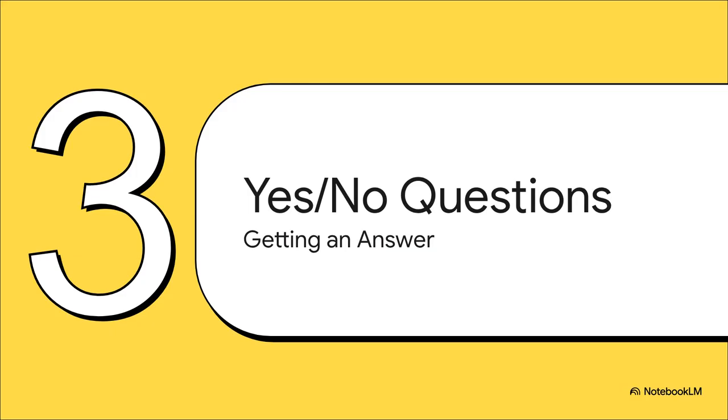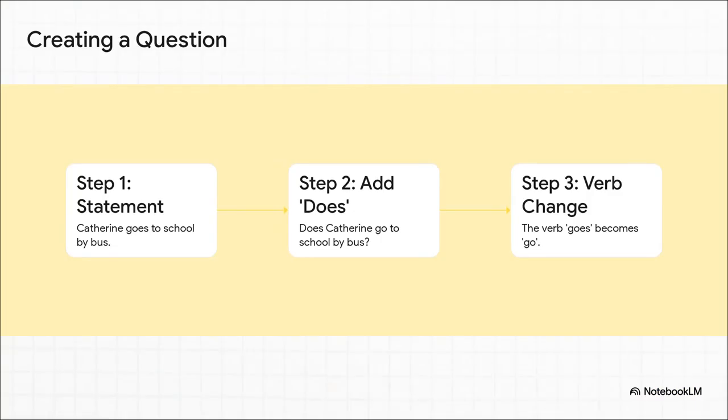So we can state a fact and we can deny a fact. Now let's figure out how to ask for a simple yes or no answer. This pattern should start to look pretty familiar. We start with our statement again. Catherine goes to school by bus. To ask a question, we just grab does and stick it right at the front. And just like we saw before, that little ES on goes moves over, turning the verb back to its base form, go. The result? Does Catherine go to school by bus? It's the exact same logic.